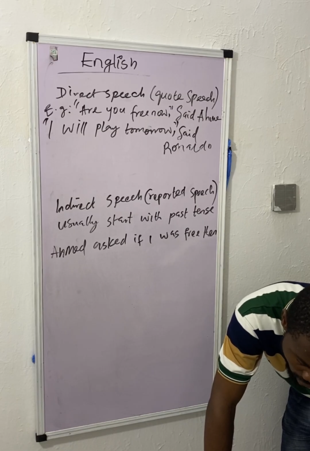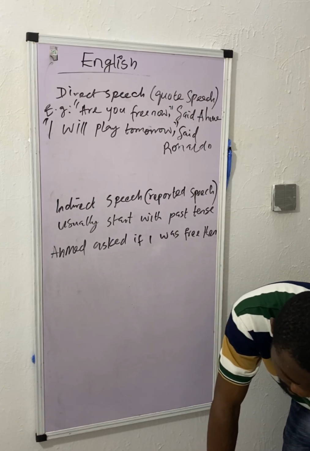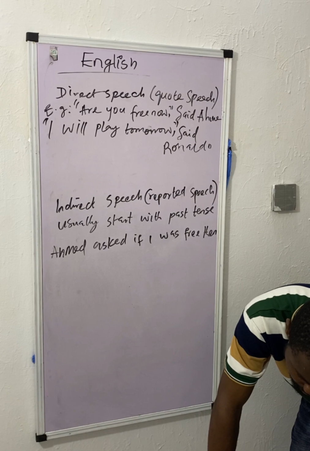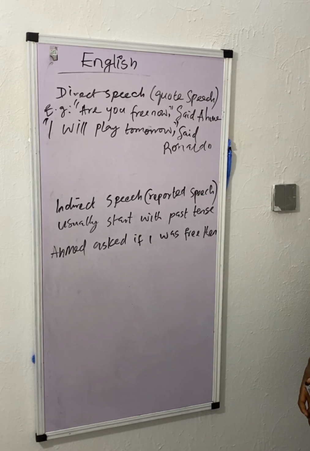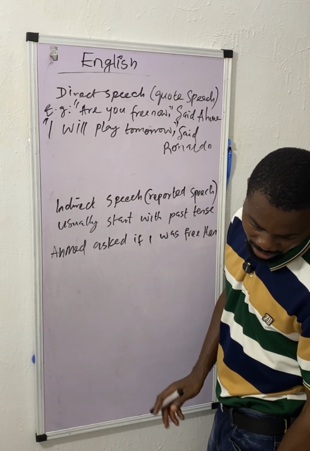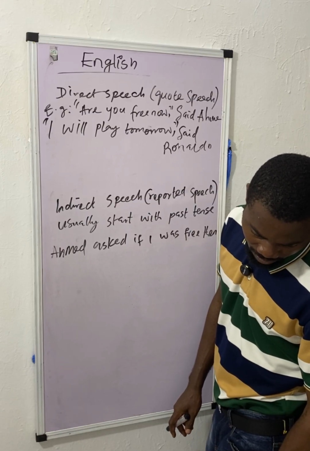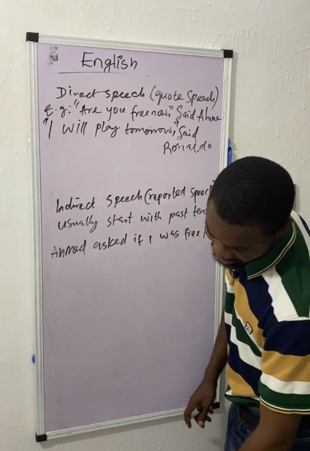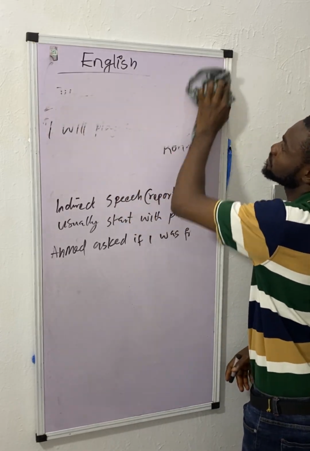So let's look at the rules that govern reported speech. It's very easy. When we have a future tense, we report it in a past tense. Future tense is reported in a past tense, present tense reported in past tense, and the final one is past tense reported in past perfect tense.